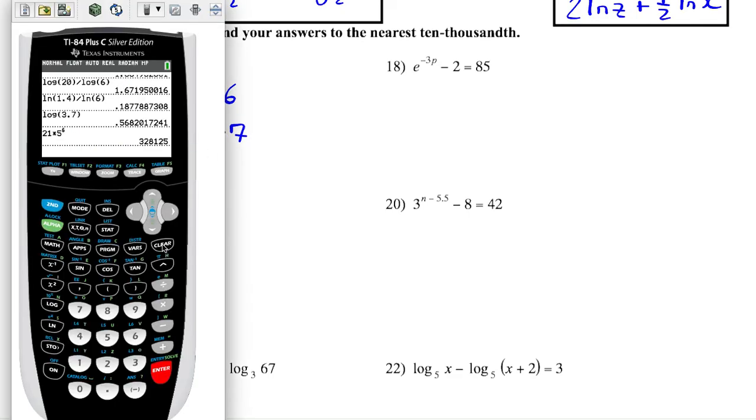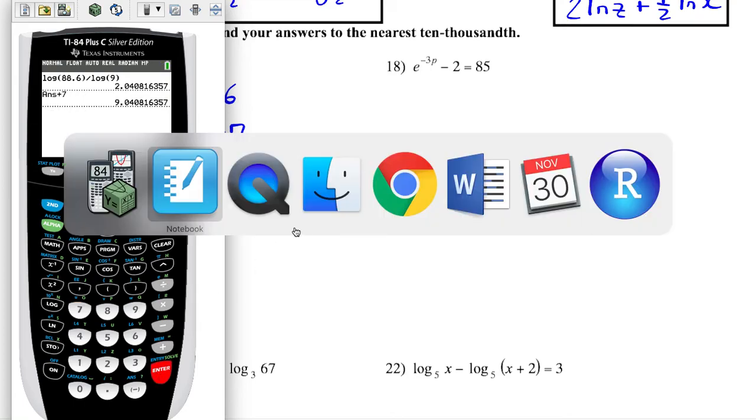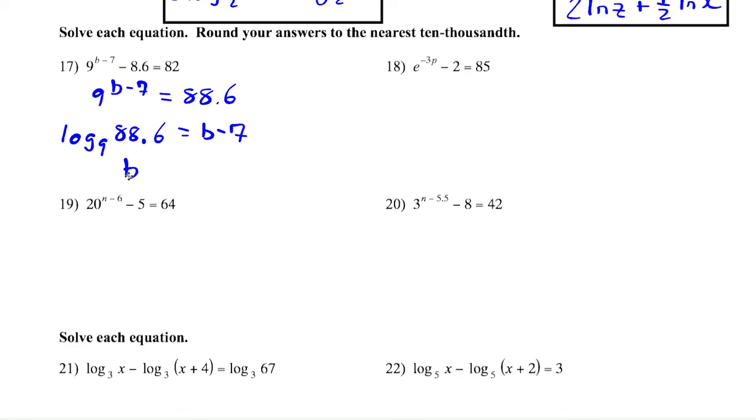So what we're going to do, going back to our calculator, so log of 88.6 divided by log, what was the base, 9? We get this, and then all we have to do is add that 7, and we get 9.04. So b is equal to 9.04. That's our answer. And we can check by plugging this back in, getting a rough approximation of, should get about 82.